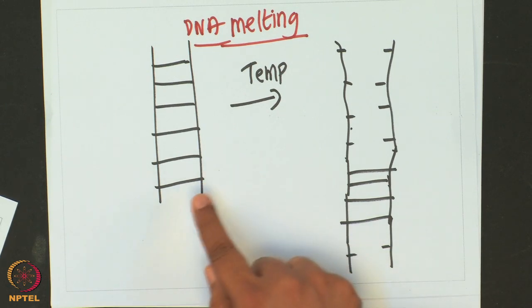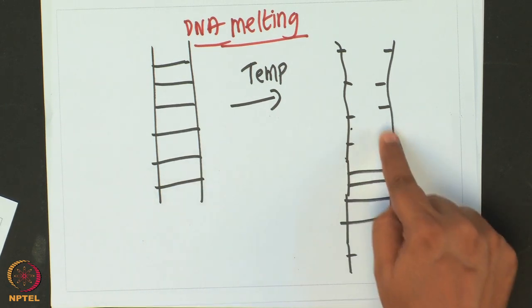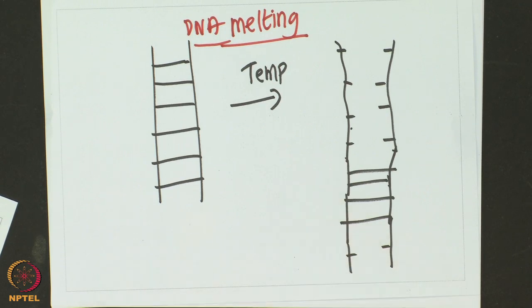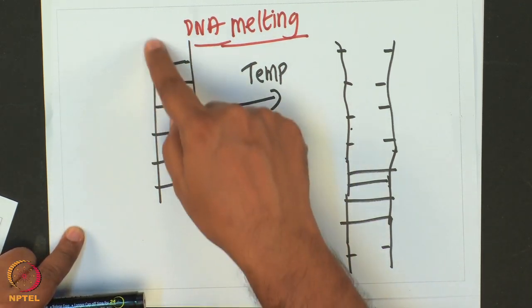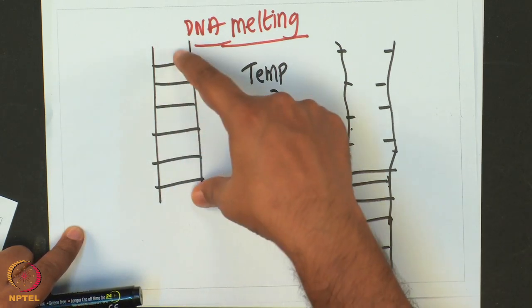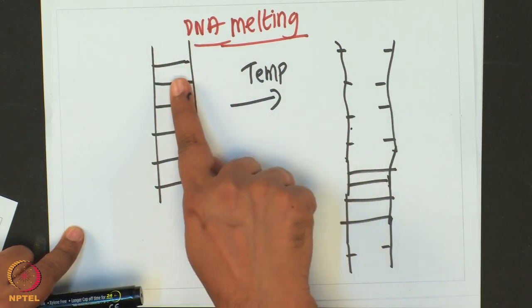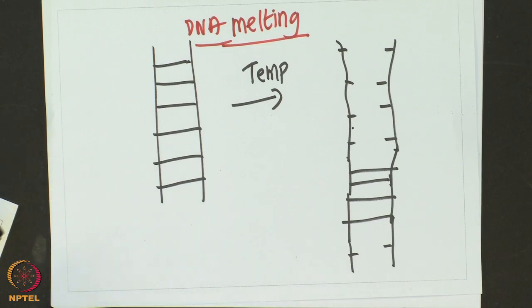Basically, it is the breaking of the hydrogen bonds. This also happens because the water molecules will go and hit these DNA molecules, and because of that these bonds will be broken. So temperature is driving many random events at the molecular level. Because of this, there will be a lot of randomness.